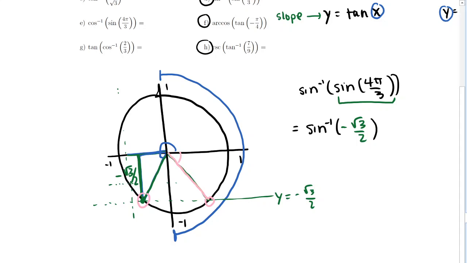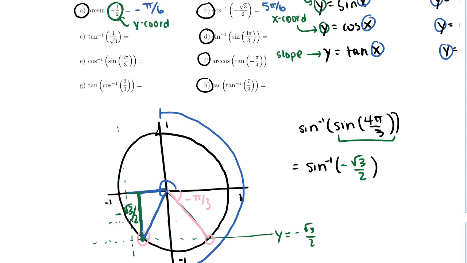And this is going to be a 60-degree angle in the negative direction. And so this is going to give us negative pi over 3. This is equal to negative pi over 3.